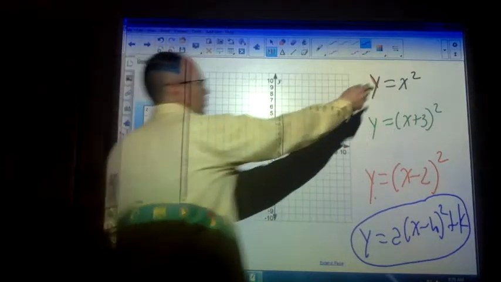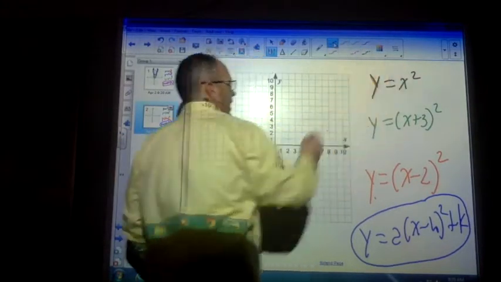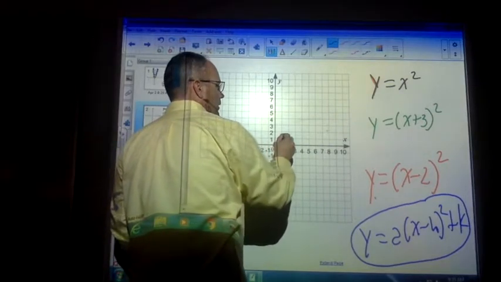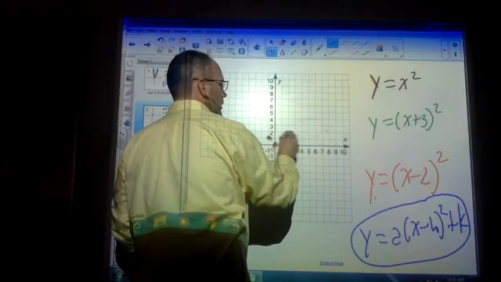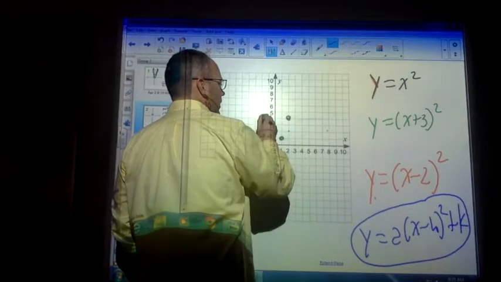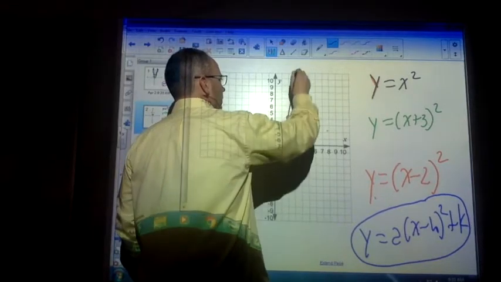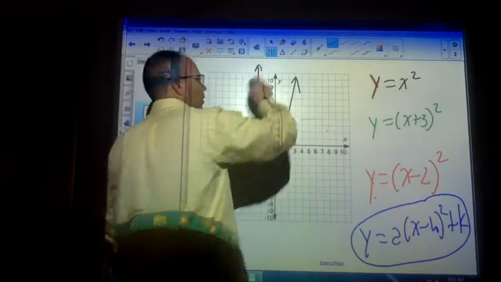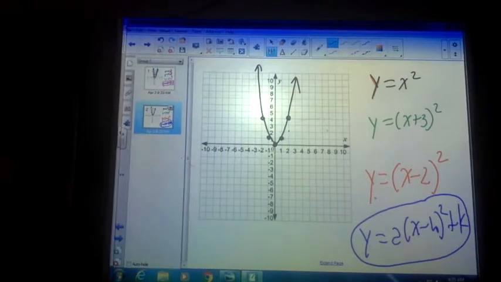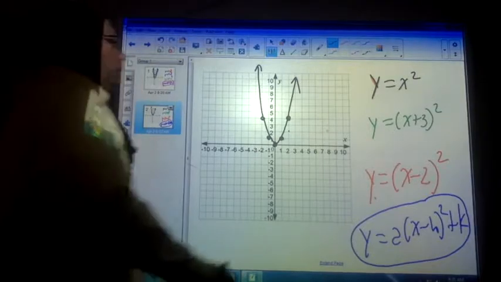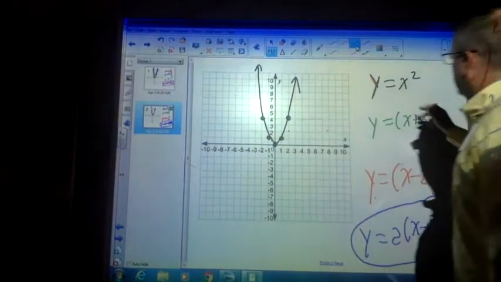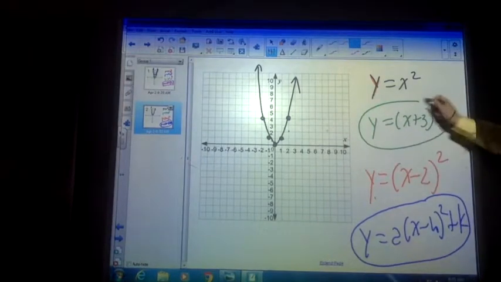So the very first one, this is our parent function. This is our most basic parabola. What would you feel that our h value would be on this parabola? 0, okay? We'll get to that in a second. All right, so let's take a look at this green one.